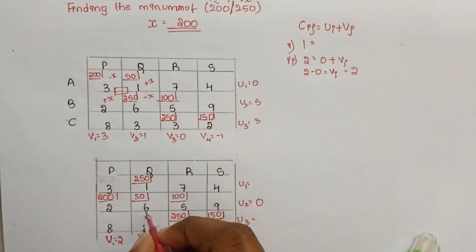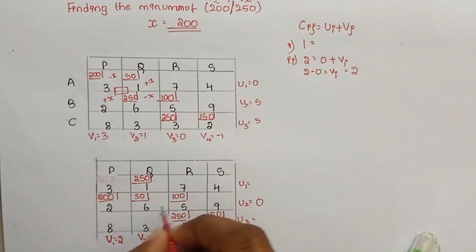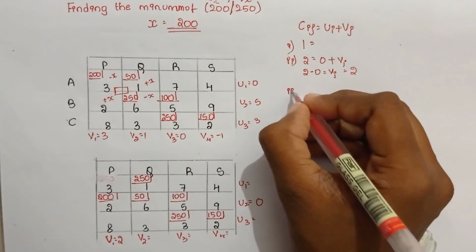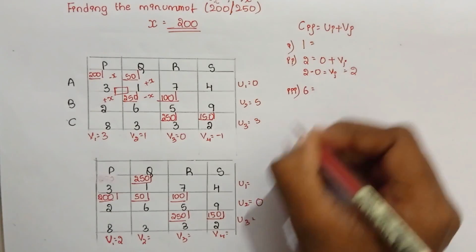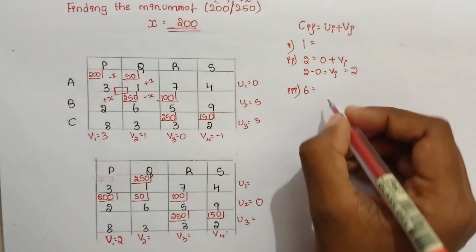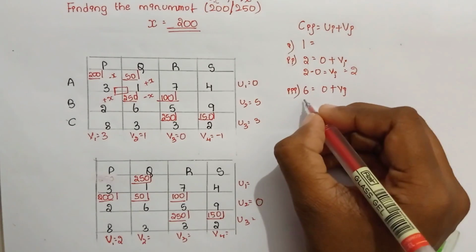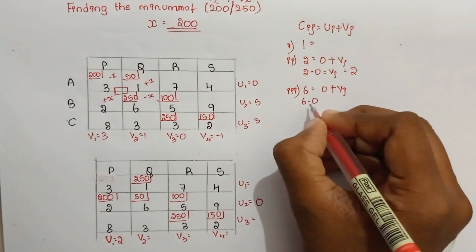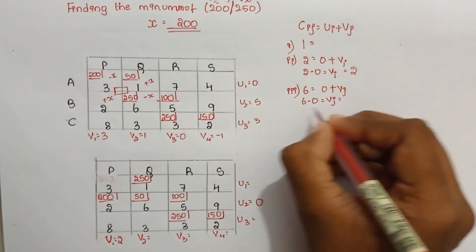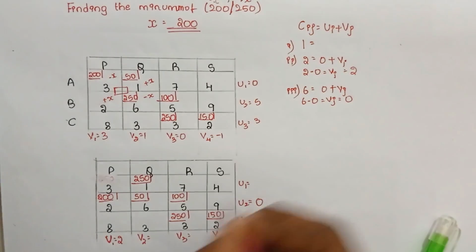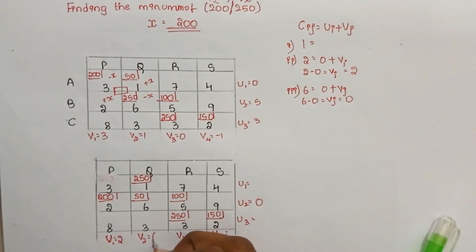Okay, so the second occupied cell in the second row is 6. So the Cij value is 6, and the u value for 6 is 0, plus I don't know the vj value. So if I transfer this 0 to that side, it will become minus 0. So the value will be 6 minus 0 is 6. So the value for v2 is 6.